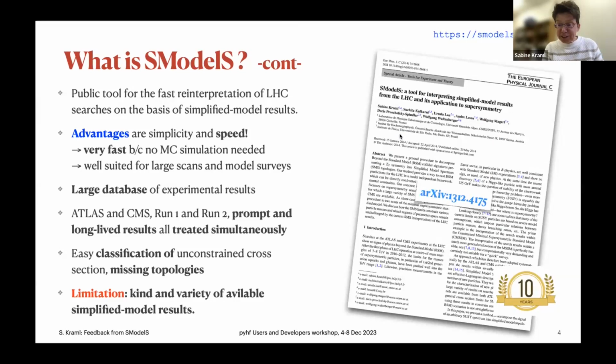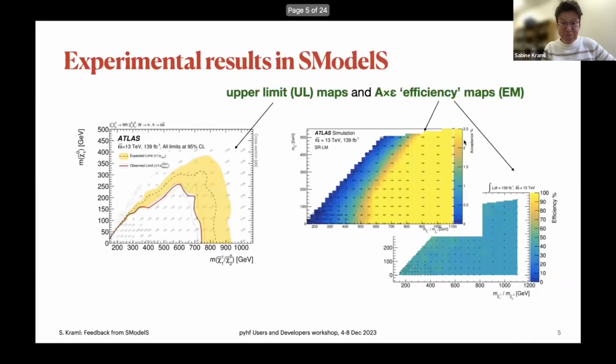Just as an aside, actually, the first SModelS paper came out like 10 years ago, so the anniversary is next week. It's kind of a nice anniversary talk.